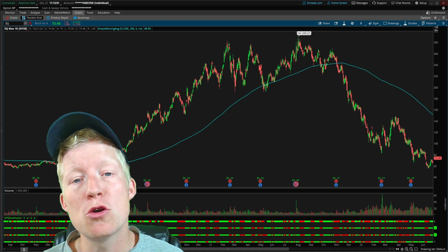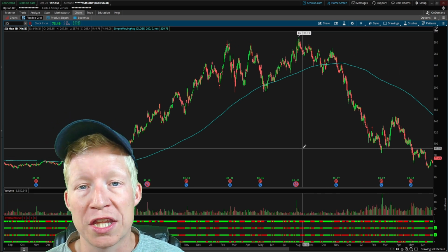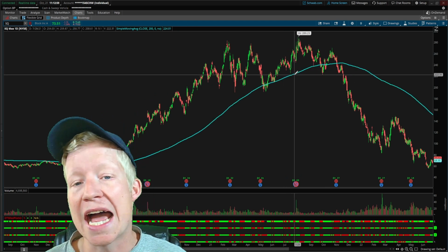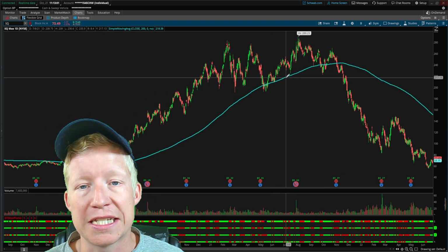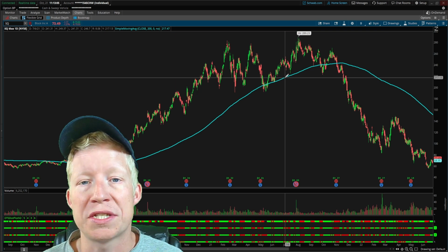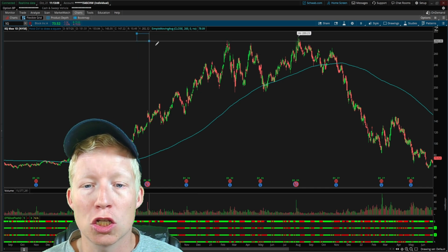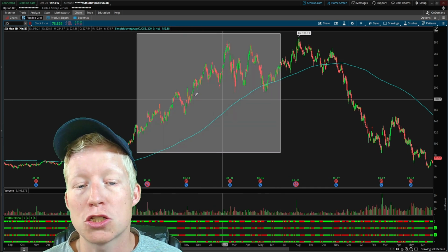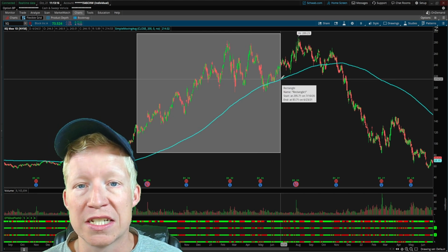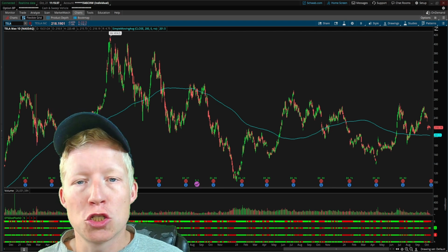The simple moving average is the average closing price over the last X number of bars. So right now on this chart, I have on a 200 length simple moving average. On this day, that value is 217.47. That means that the average closing price over the last 200 bars into that day was 217.47. It's a very simple indicator to understand.